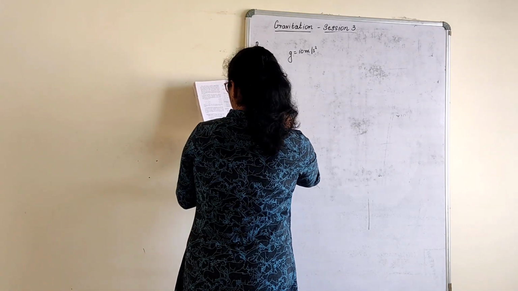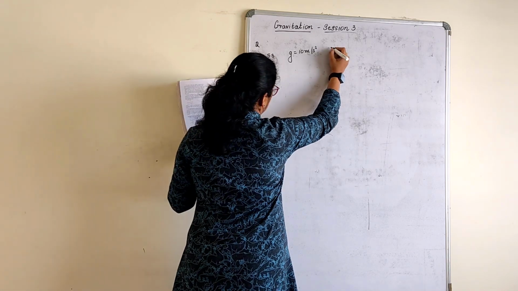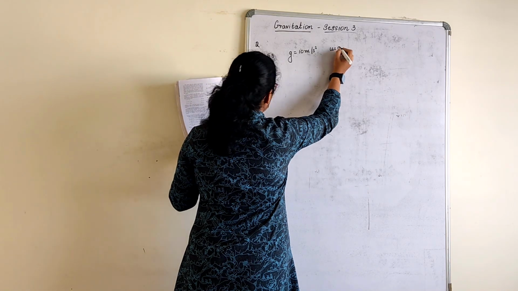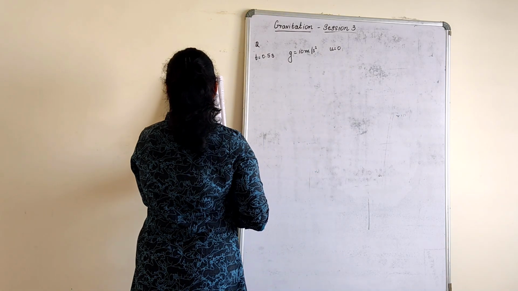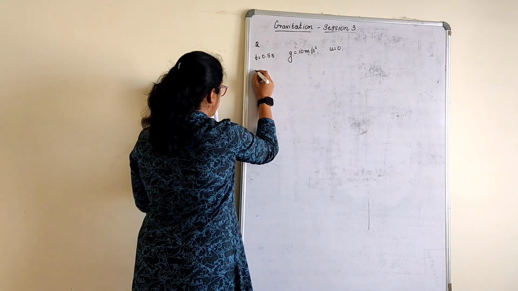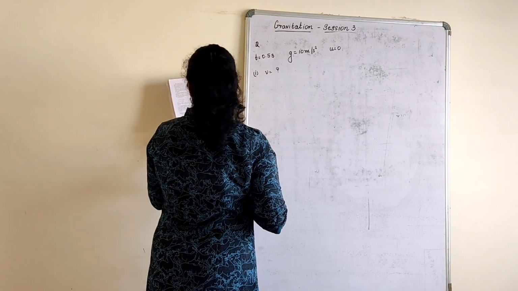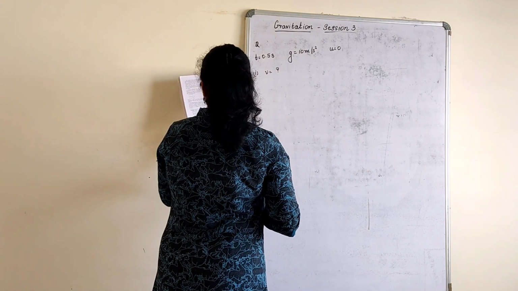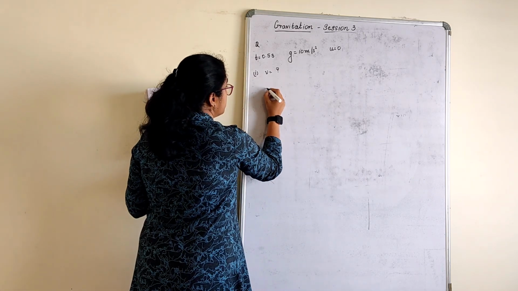For simplifying calculation, a car falls off the ledge. A car is falling off the ledge, so let us take initial velocity is 0. Now what we have to find: what is the speed? What is its speed on striking the ground? So first part, we have to find v. So what is the formula?